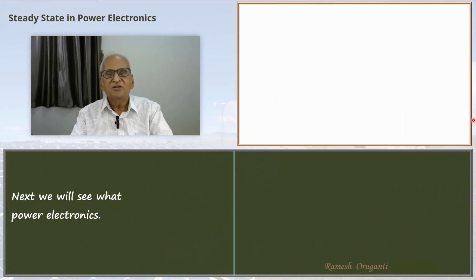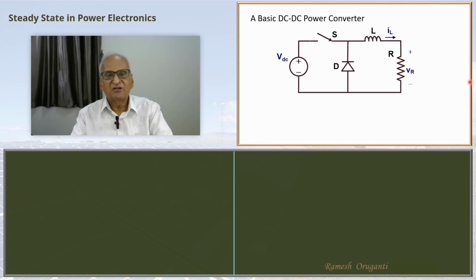Next we will see what steady state is in power electronics. Consider a basic DC-DC power converter. This is a DC-DC buck converter, also known as DC-DC chopper. I am considering a version with only an inductance for the filter, rather than an inductance and a capacitor. This will make it easier to analyze in the manner in which I plan to analyze in this video.